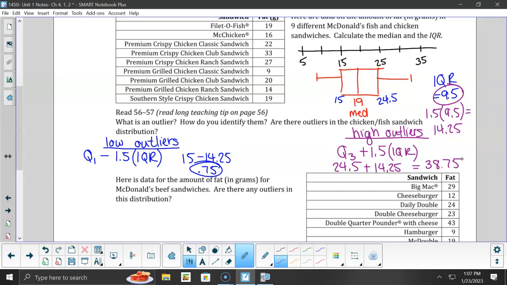No. So when it comes to finding outliers, you're looking for numbers that are smaller than this and numbers that are bigger than this. If they are not smaller than it, they're not an outlier. If they're not bigger than that, it's not an outlier. The easiest way to remember this is it's always Q1 minus 1.5 times your IQR, and then Q3 plus 1.5 times your IQR.